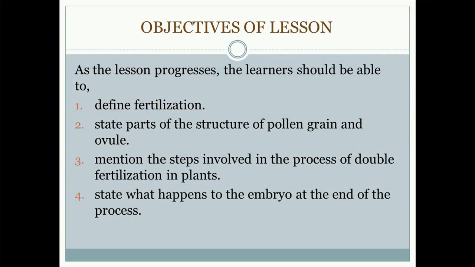Objectives of the lesson. As the lesson progresses, the learners should be able to: 1. Define fertilization. 2. State parts of the structure of the pollen grain and the ovule. 3. Mention the steps involved in the process of double fertilization in plants. And 4. State what happens to the embryo at the end of the process of fertilization.